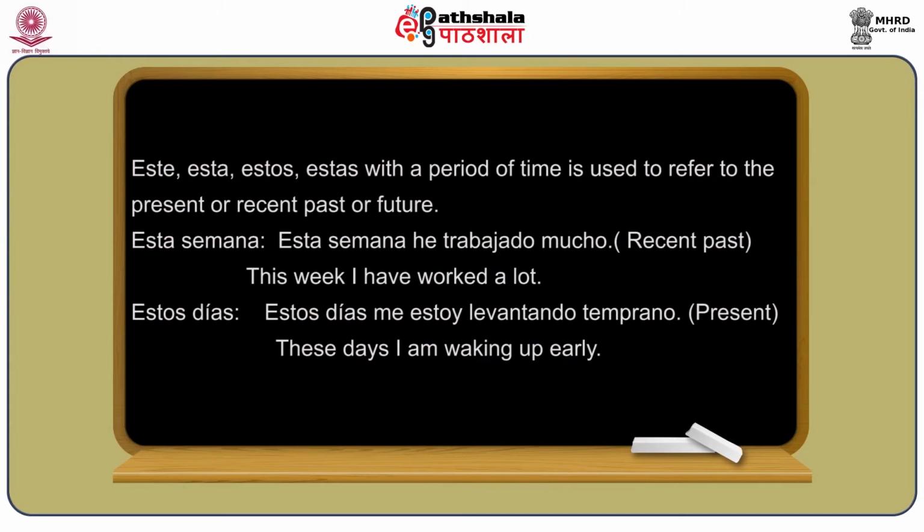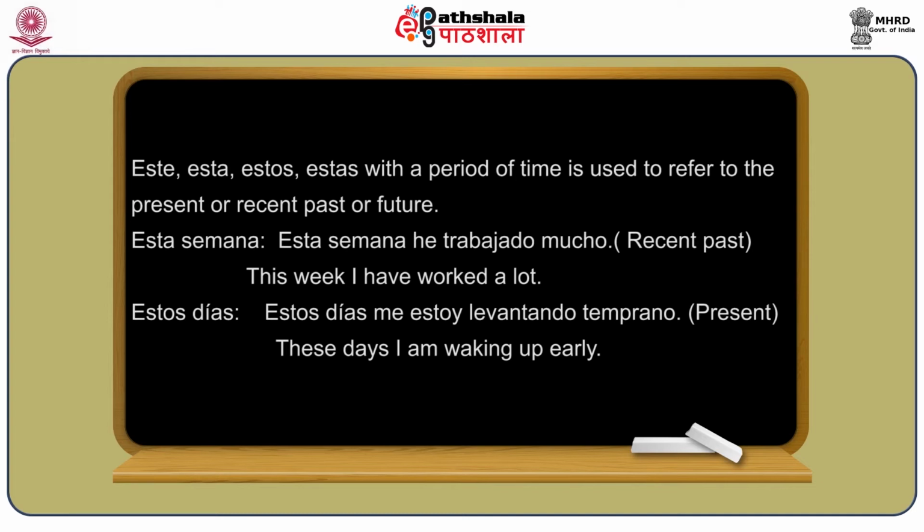Now demonstrative adjectives are not only used to graduate space, they are also used to graduate time according to the speaker's point of view. For example, este, esta, estos, estas with a period of time is used to refer to the present or recent past or future. For example, esta semana means this week. So, esta semana he trabajado mucho means it's a recent past, whereby I'm trying to say that this week I have worked a lot.